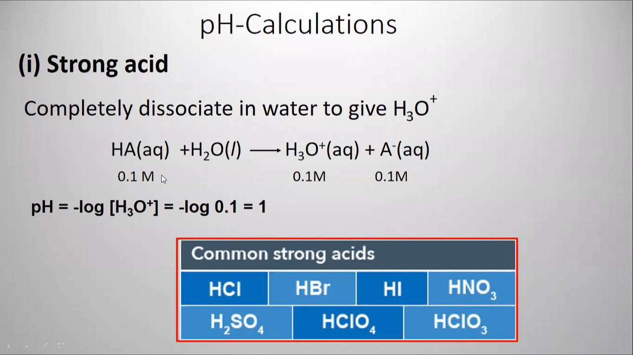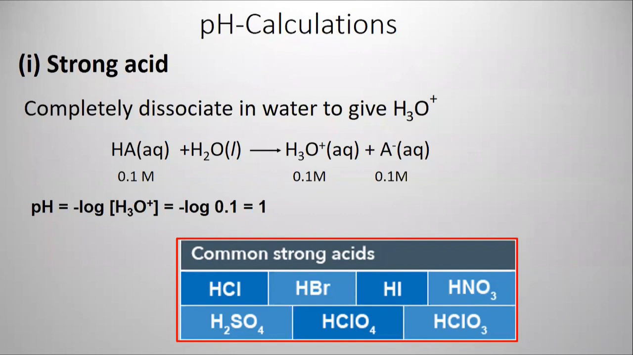So say the acid concentration is 0.1 molar. Say HCl has a concentration of 0.1 molar. Say HBr has a concentration of 0.1 molar. Say nitric acid has a concentration of 0.1 molar. What will be the pH of that acid?